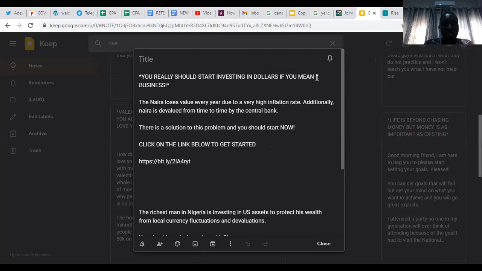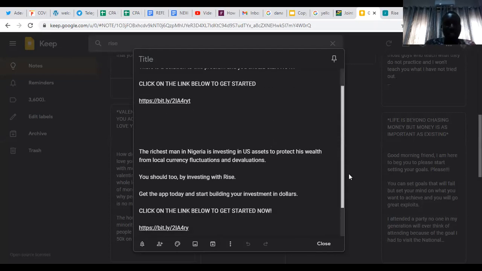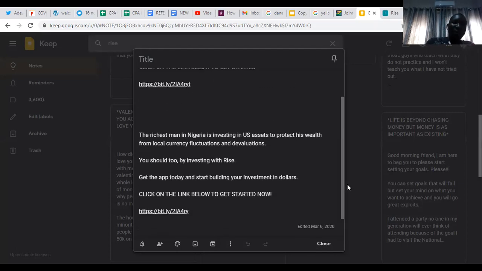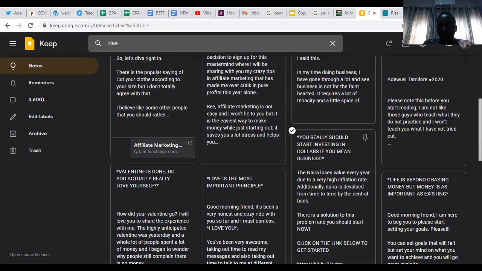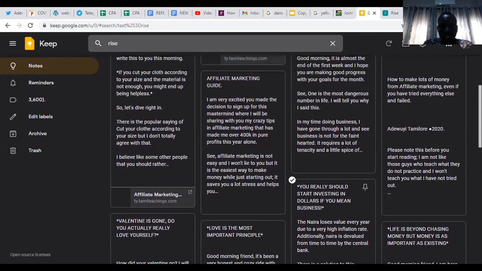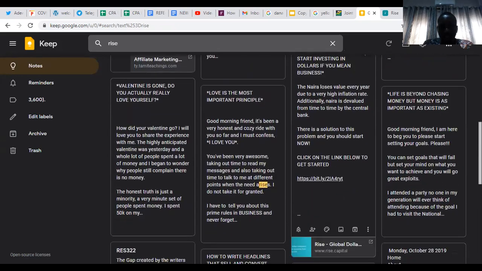So I put it up on my WhatsApp status. And then in the next slide on the status, I also said the richest man in Nigeria, Dangote, is investing in US assets to protect his wealth. I shared a screenshot. I wish I had that information, I would have loved to put it up. So I put it up and people were clicking on the link and I made good money. That was how I made that $500. I didn't spend much on ads, maybe just 8,000 naira.